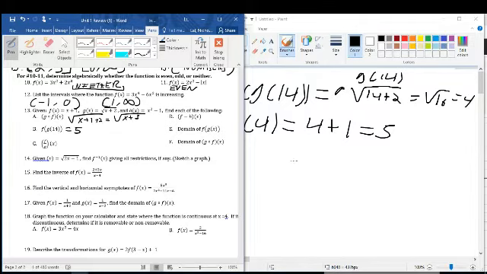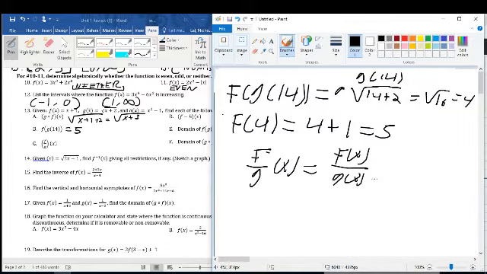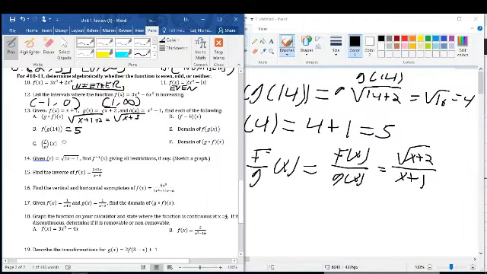F over g of x is the same thing as f of x over g of x, which is just equal to the square root of x plus 2 over x plus 1.